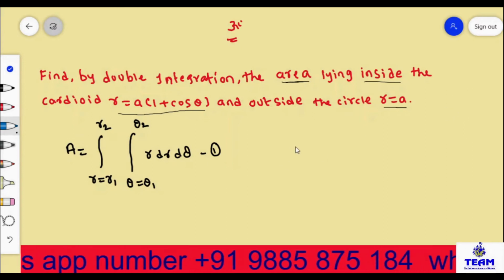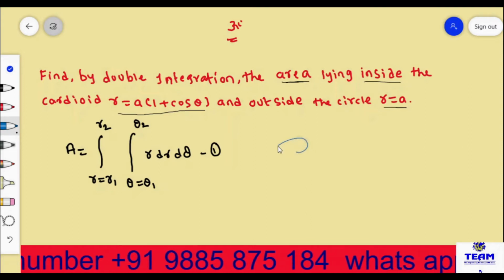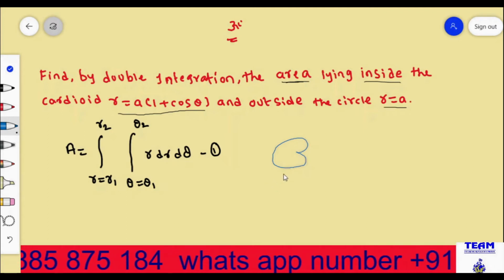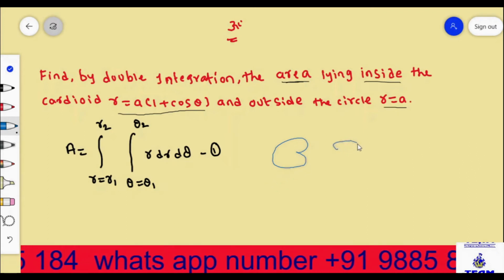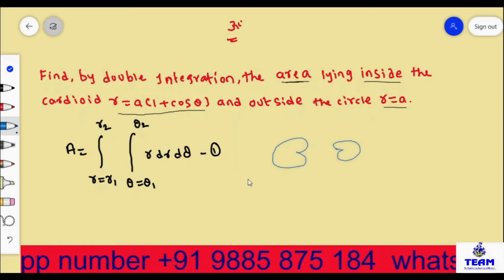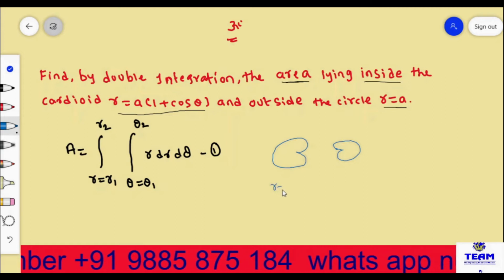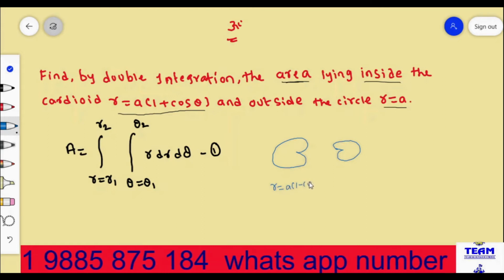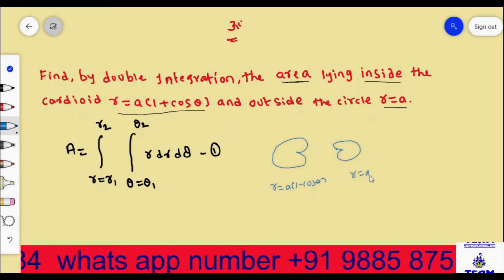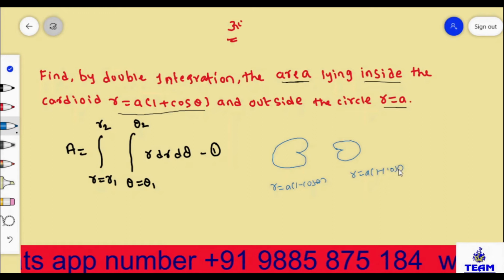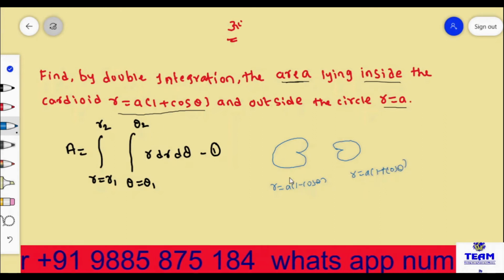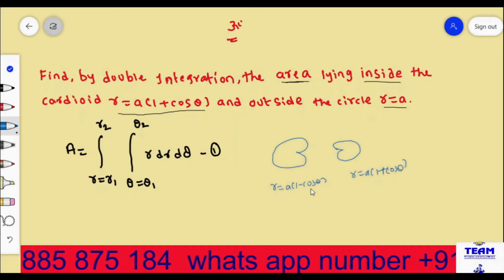You see, one cardioid I am drawing roughly, friends, I cannot draw it perfectly. Anyhow, this is a cardioid, and you have another cardioid. A cardioid is nothing but like a heart. This one is r = a(1 - cos θ), and the other is r = a(1 + cos θ), because later you may get a similar problem like this. That is why I am explaining r = a(1 - cos θ).